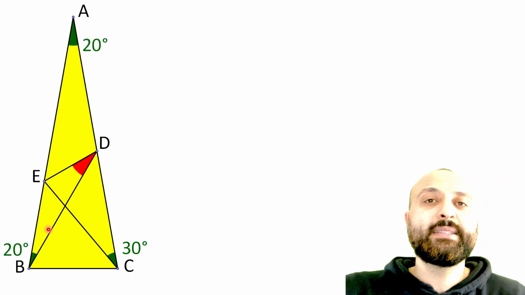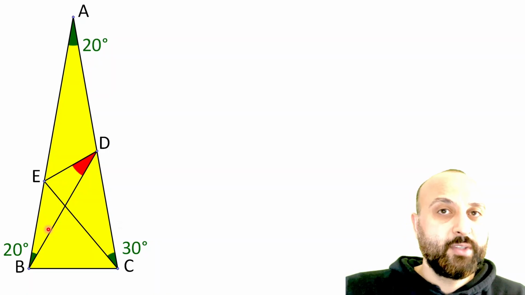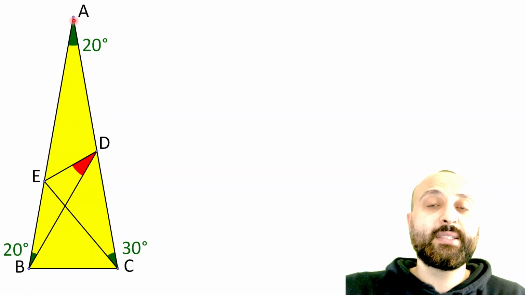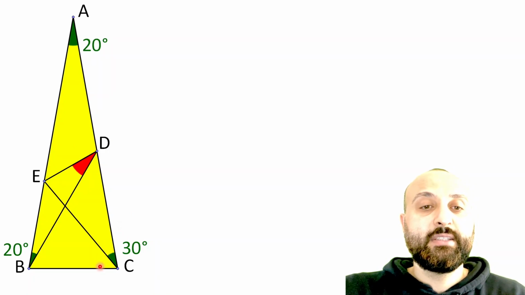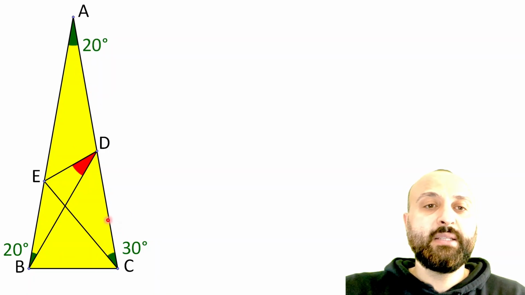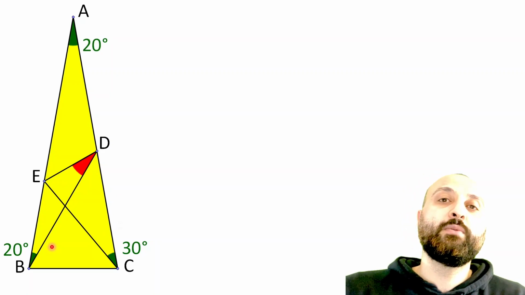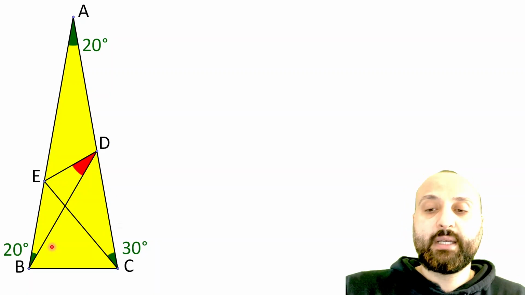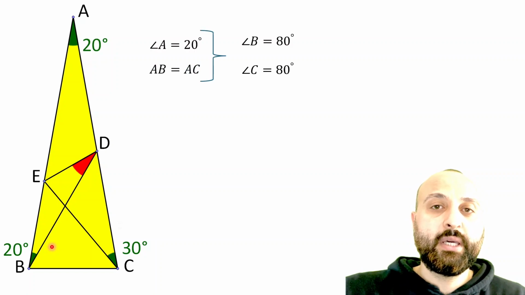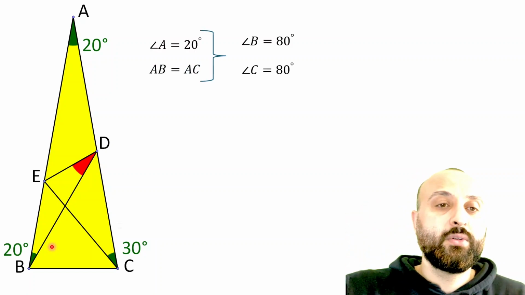Just by looking at this exercise, we already can obtain certain information. For example, this is an isosceles triangle. It means AB is equal to AC, and that means these two angles B and C are equal. So if the apex is 20 degrees and these two are equal, each of them will be 80 degrees, because 80 times 2 is 160 plus 20 is 180. Okay, that is the first conclusion.